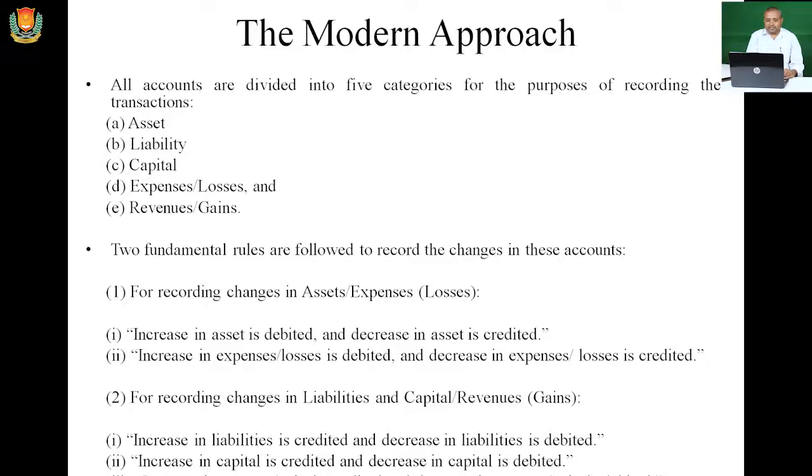For recording changes in liabilities and capital or revenues or gains, the rule is increase in liabilities is credited and decrease in liabilities is debited. Second, increase in capital is credited. Increase in capital means additional capital has been introduced in the business, and decrease in capital is debited. Third, increase in revenue or gain is credited and decrease in revenue or gain is debited. So this was the rule of making transactions recorded according to the double entry system.